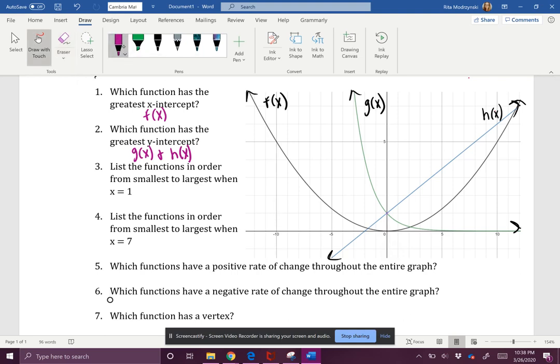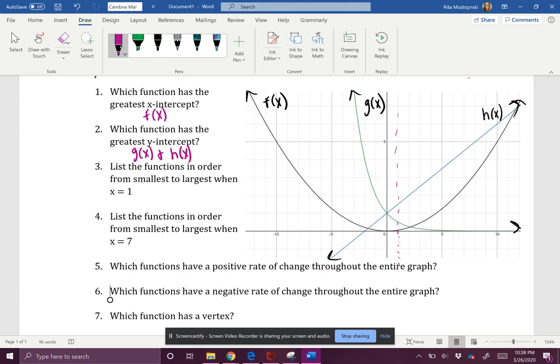List the functions in order from smallest to largest when x is equal to 1. So from here on our x-axis, we're going to locate where x is equal to 1, which would be right here. And I'm just going to draw a line going all the way up and all the way down. From there, we're going to list the functions from smallest to largest, from least to greatest, depending on where they hit that line, that purple dashed line that we just drew.